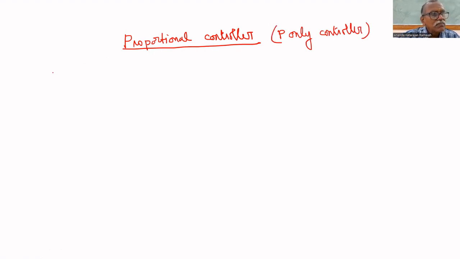Yesterday, we have seen the on-off controller. The drawback in this on-off controller is it is wandering around the set point. The process variable is wandering around the set point. That is the drawback with the on-off controller.